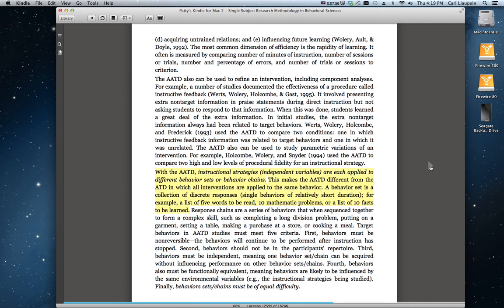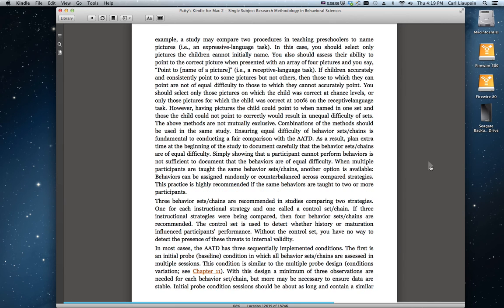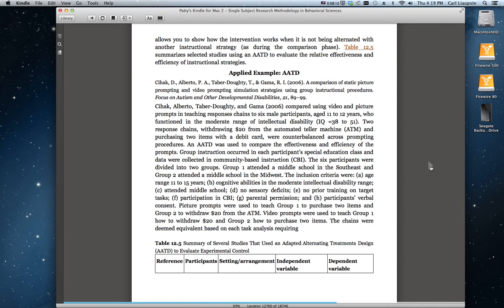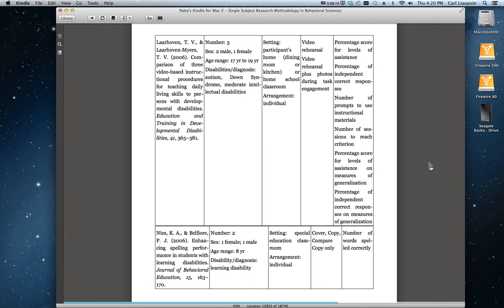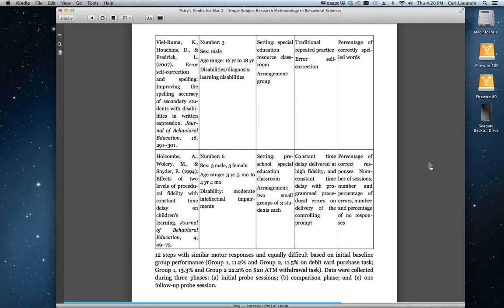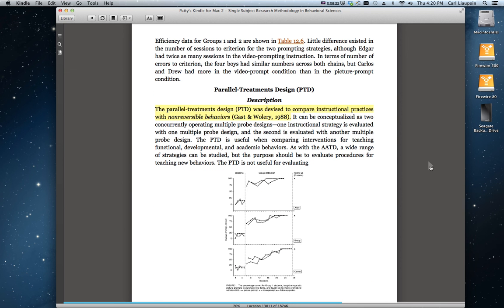You apply your different instructional strategies across different sets of behaviors or different behavior chains. Okay? So we'll take a look at that in one of the graphs, I believe. That kind of might be the best way to understand it. Let's see what they have for an example. I don't know if they have the best example here.